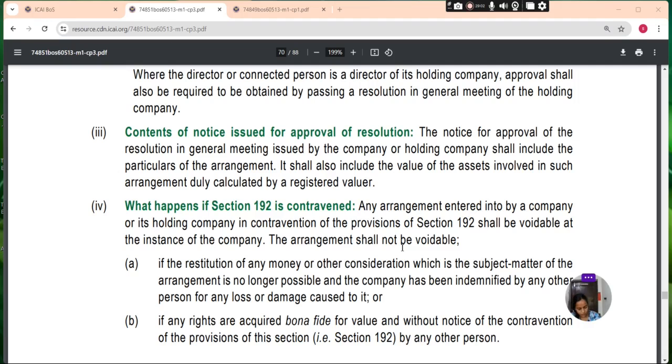Any arrangement entered into by the company or its holding company in contravention of the provisions of Section 192 shall be voidable at the instance of the company. The arrangement shall not be voidable if the restitution of any money or other consideration which is subject matter of arrangement is no longer possible and the company has been indemnified by any other person for any loss or damage caused to it, or if any rights are acquired bona fide for value and without notice of the contravention of the provisions of this section by any other person.